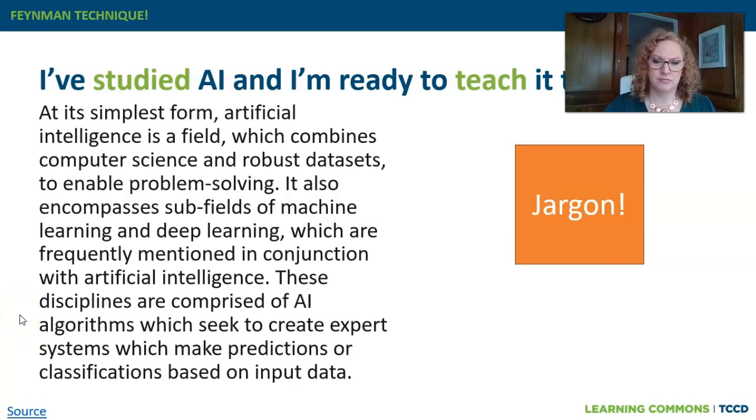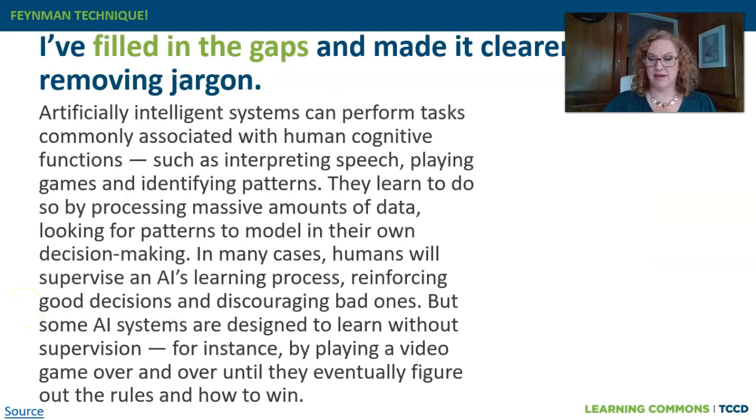Okay, I've now filled in the gaps and made the definition of AI clearer by removing jargon. Artificially intelligent systems can perform tasks commonly associated with human cognitive functions, such as interpreting speech, playing games, and identifying patterns. They learn to do so by processing massive amounts of data, looking for patterns to model in their own decision-making. In many cases, humans will supervise an AI's learning process, reinforcing good decisions and discouraging bad ones. But some AI systems are designed to learn without supervision, for instance, by playing a video game over and over until they eventually figure out the rules and how to win. Better, right? Losing the jargon helped a lot, but can we simplify?